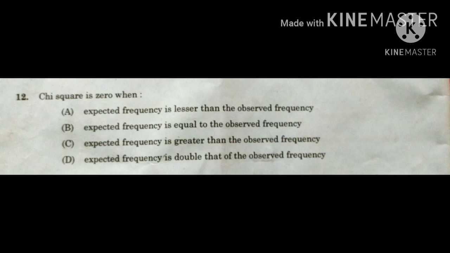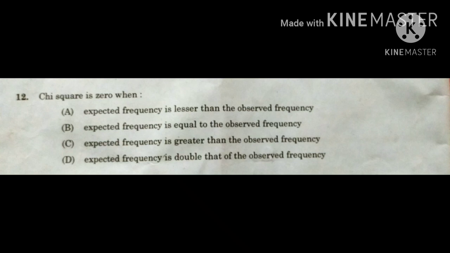Okay, I am inviting your attention to the next question. The question is, the chi-square is 0 when: option A, expected frequency is lesser than the observed frequency; option B, expected frequency is equal to the observed frequency; option C, expected frequency is greater than the observed frequency; and the final option, expected frequency is double that of the observed frequency.